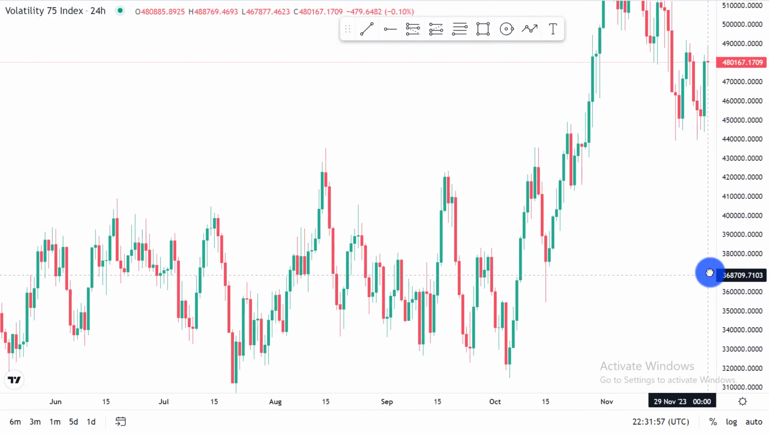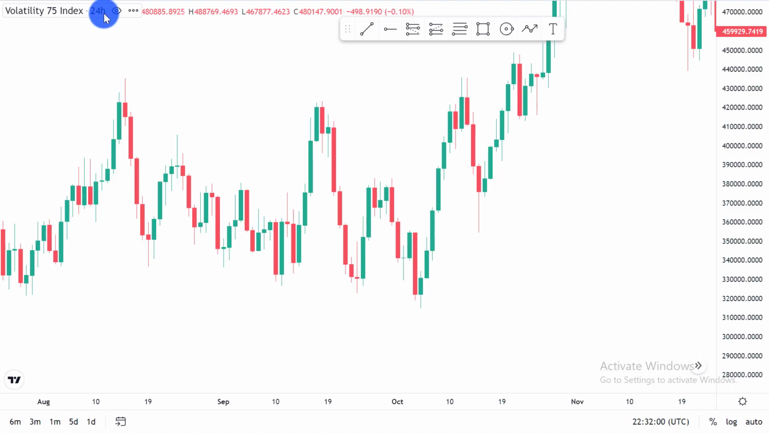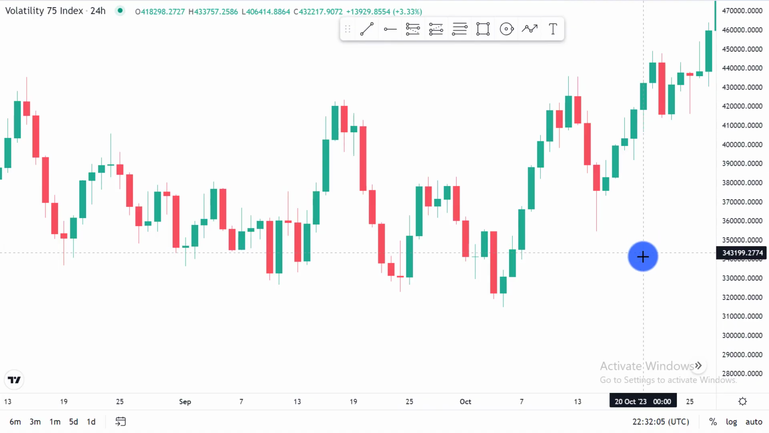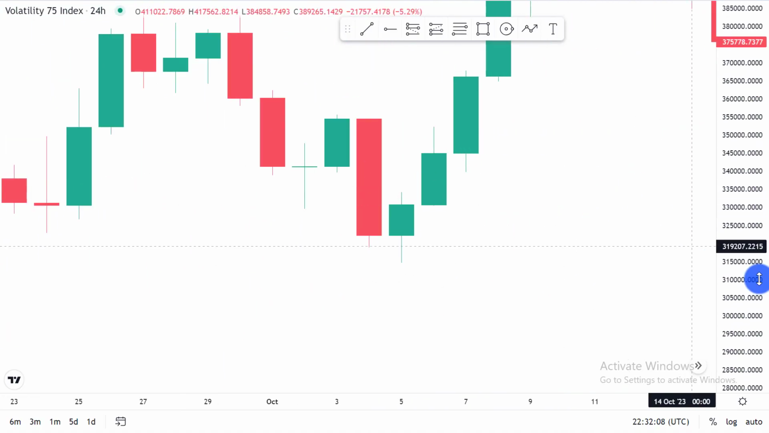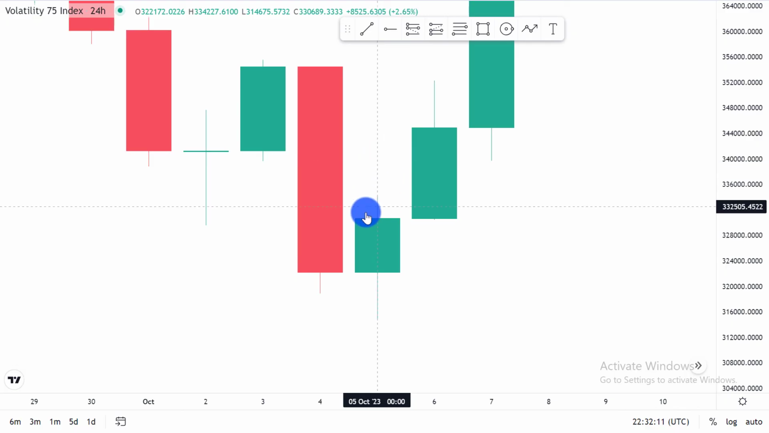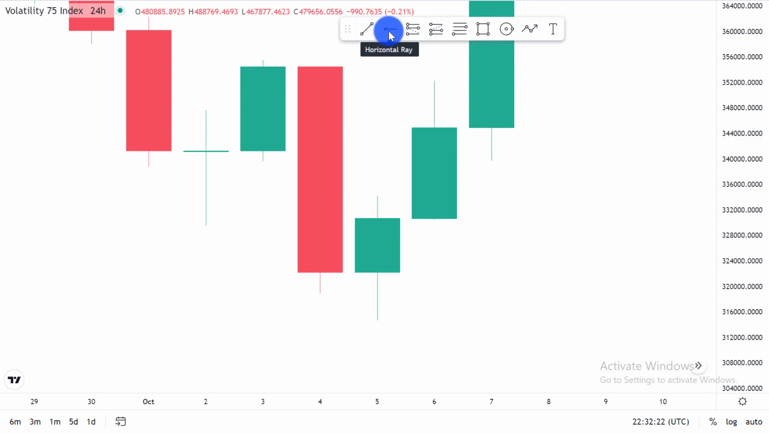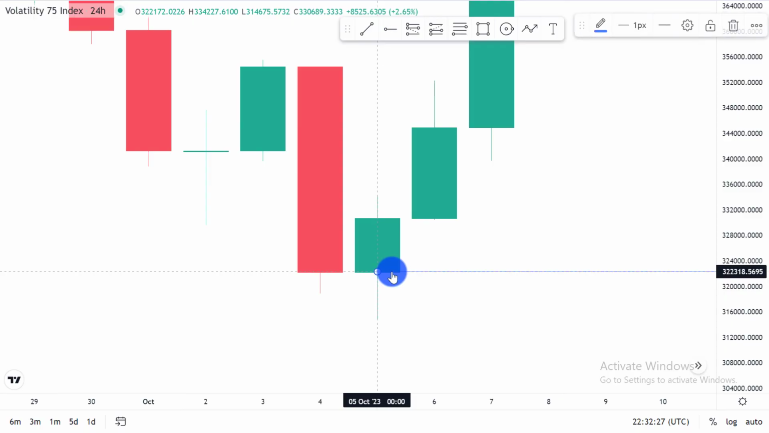This is the daily time frame of VIX 75. You can see 24 hours, and I'm doing this on TradingView charts, deriv.tradingview.com. So you can see that this is a bullish candle. Why is it a bullish candle? The green candle here, when you put your cursor on it, you would see the opening price right above there. Let me get a line that's going to tell me about the opening price. This is the opening price, and you can check the price right above here. So this is the opening price, 322172.